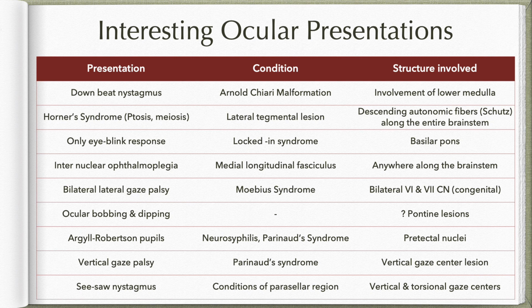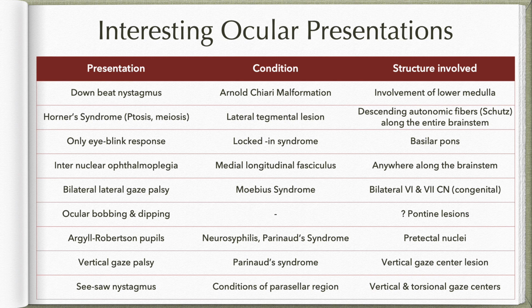Then there is only an eye blink response. This is seen in locked-in syndrome, which we discussed earlier with the pons. Here all corticospinal and corticonuclear fibers will be involved except for those fibers which have relayed in the midbrain, and the upper face is spared. So the patient can only communicate by means of blinking and vertical eye movements. Here the lesion will be at the level of the basilar pons.